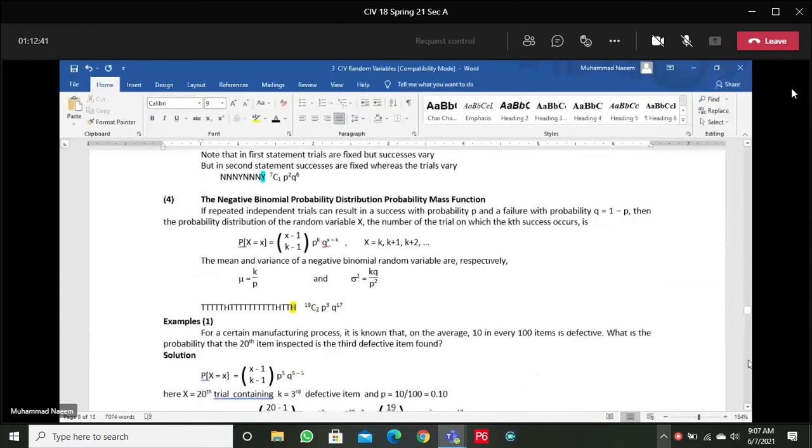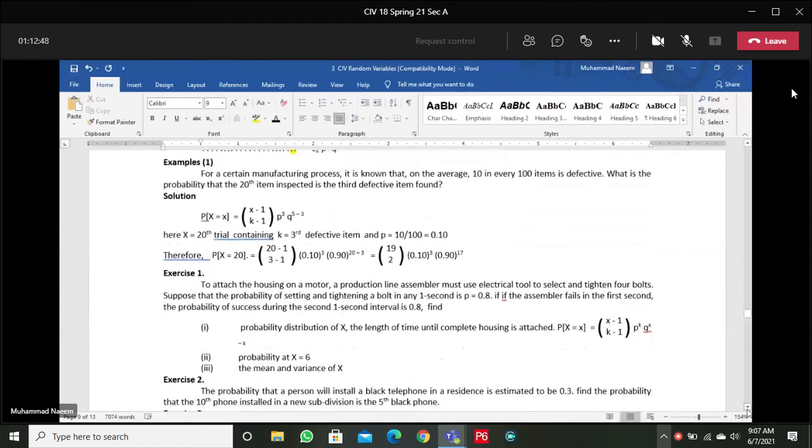Negative binomial. In a certain manufacturing process, it is known that on the average 10 in every 100 items is defective. This is the ratio, the proportion, the probability of defective items. 10 over 100 means 0.10 is the probability of a defective item. What is the probability that the 20th item inspected is the third defective?